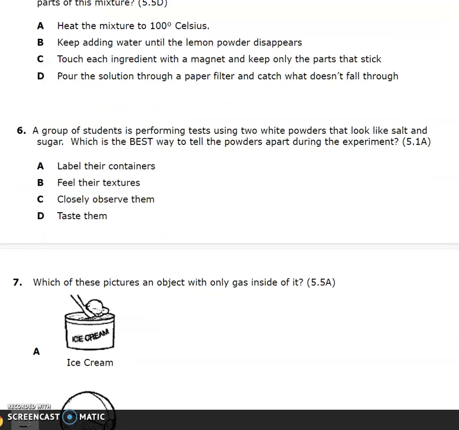Number 6. A group of students is performing tests using 2 white powders that look like salt and sugar. Which is the best way to tell the powders apart during the experiment? A. Label the containers. B. Feel their textures. C. Closely observe them. Or D. Taste them.